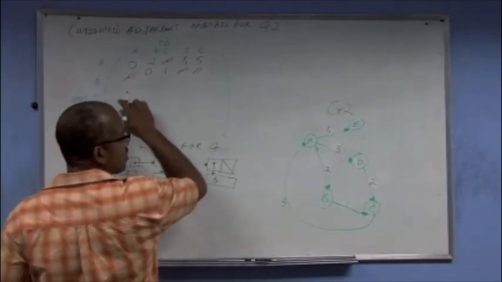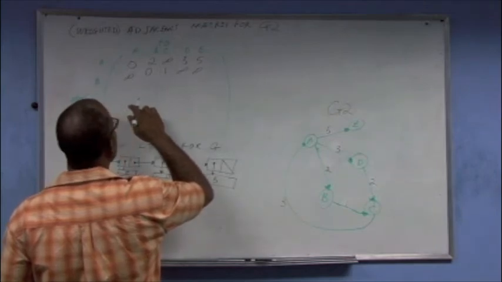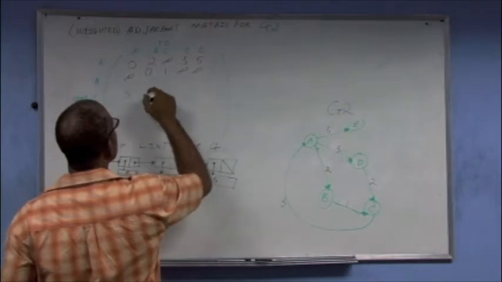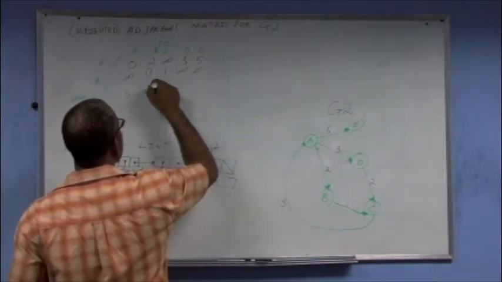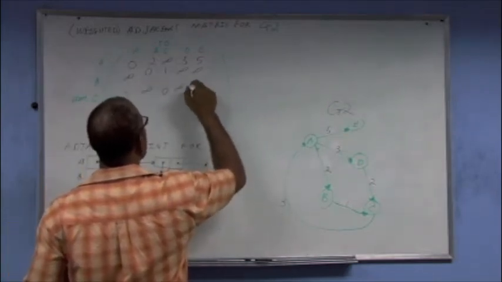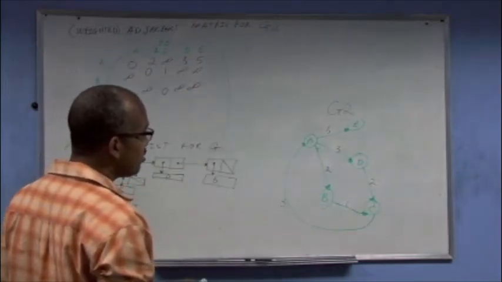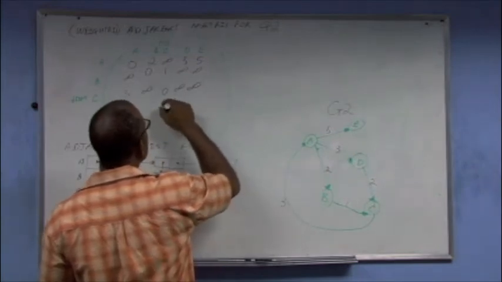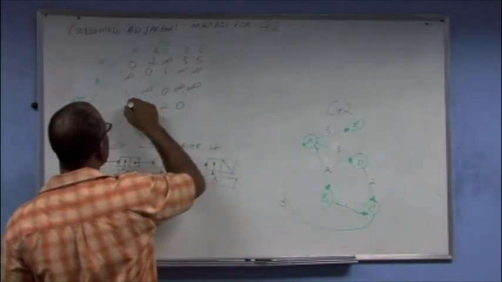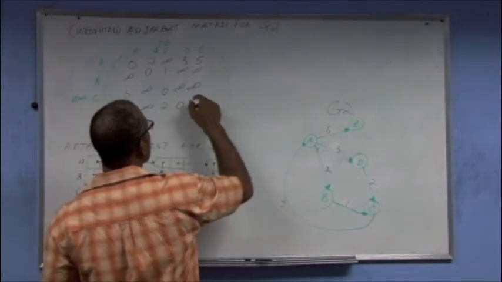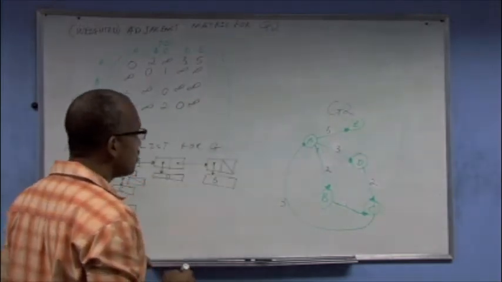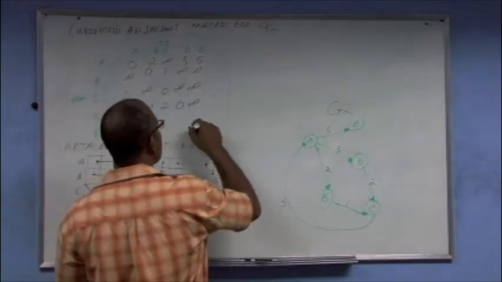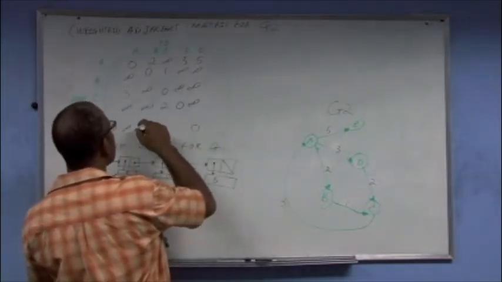Now from C, you can get to A and nowhere else. That's 3. You have a self loop here, and infinity the rest. From D, you can get to C, 2. Self loop there, everything else is infinity. From E, you can only get to yourself, everything else is infinity.